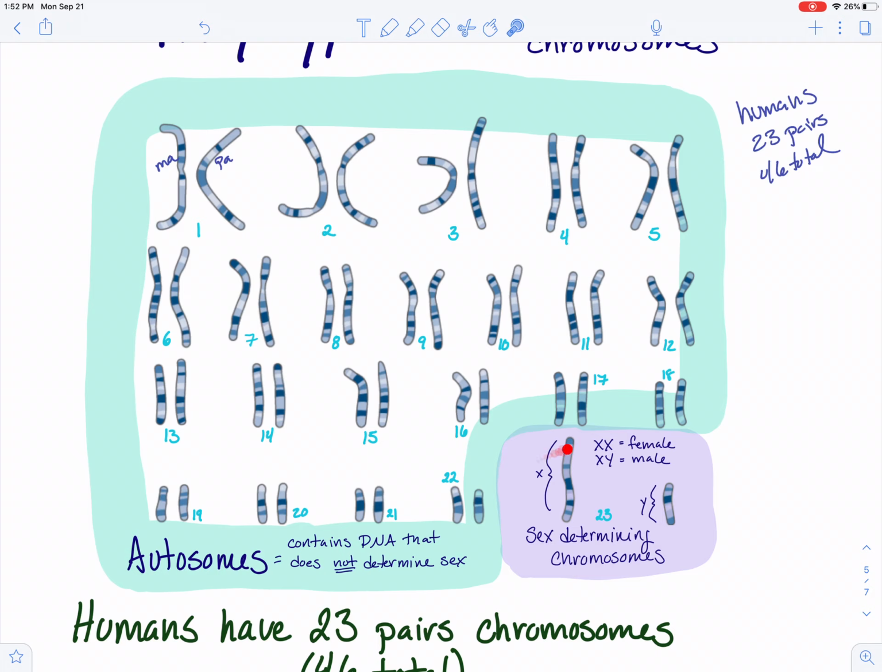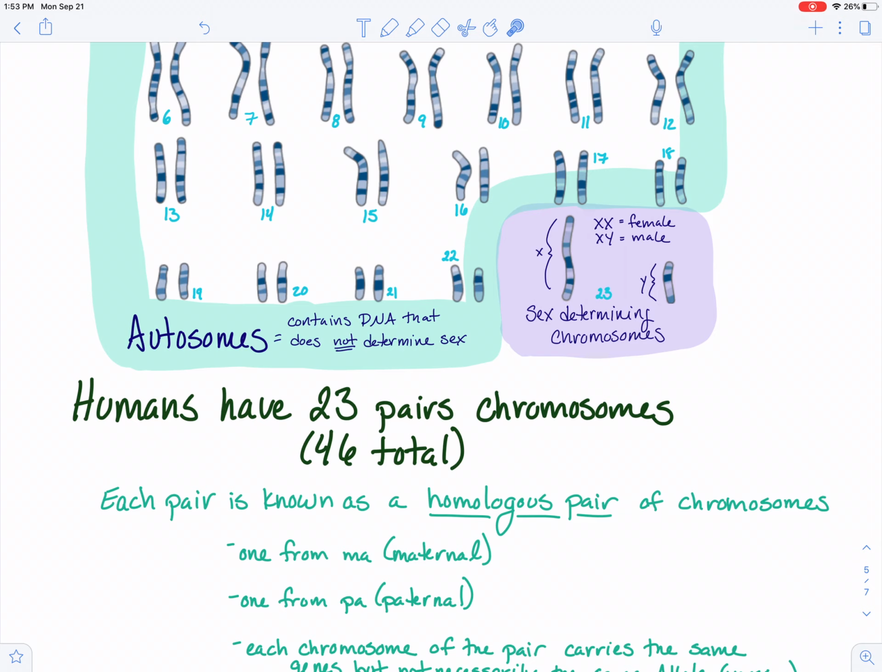Chromosome pair number 23 are the sex-determining chromosomes. So here's a picture of what an X chromosome looks like. Here's a picture of what a Y chromosome looks like. We'll talk more about why this is so little later on. But generally, if you are XX, you will be female. You will grow female sex organs. If you are XY, you're generally male and you will grow male sex organs. So this is what a human karyotype looks like, and you can see all of the chromosomes.